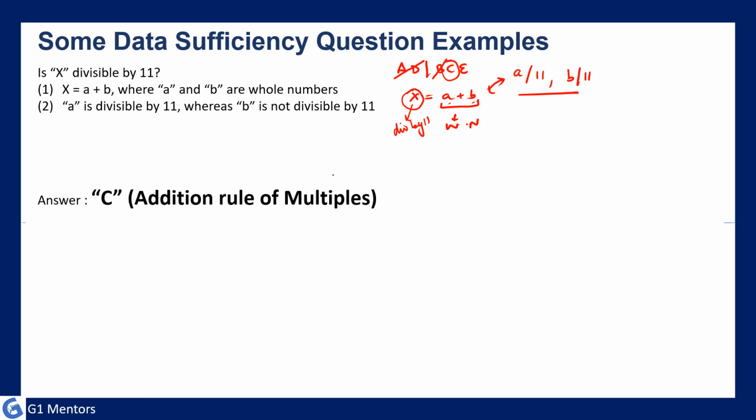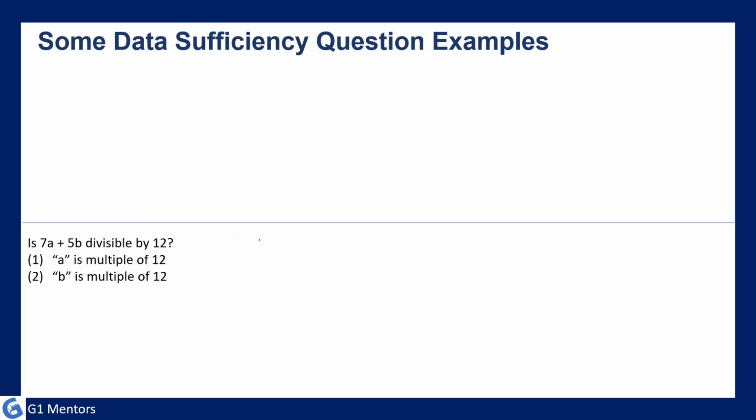Now let's see the second question. Is 7A plus 5B divisible by 12? Is 7A plus 5B a multiple of 12? So we write AD, BCE. The first statement says A is a multiple of 12. If A is a multiple of 12, then 7A definitely will be a multiple of 12. But it does not talk about B at all. So the first statement alone is not sufficient. So I strike off A and D.